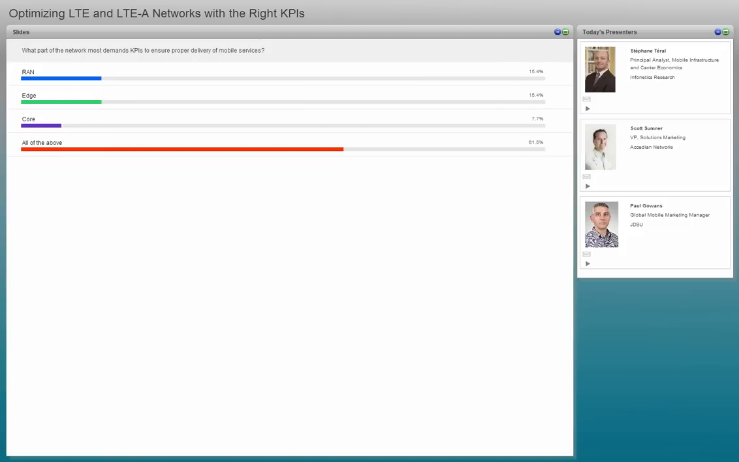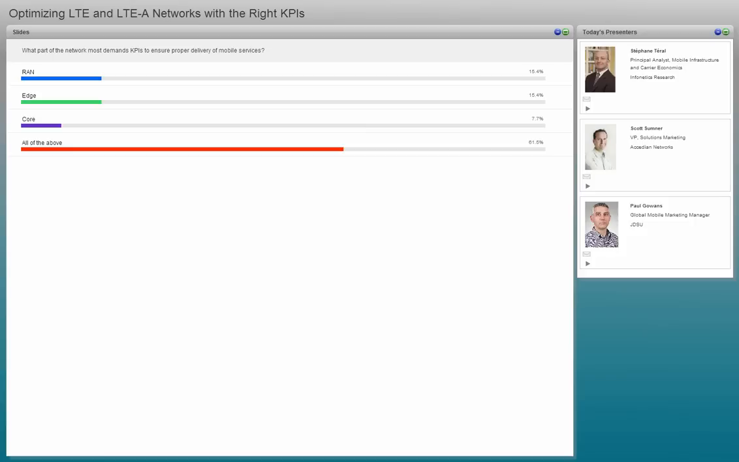Well, as you can see, 61.5% of the respondents say, you know what, it's all of the above. We are no longer, and I'm saying no longer because I remember 15 years ago exactly when we started this in 2000 with 3G, everything was still in the RAN. We were still trying to optimize the RAN, and it took a long time actually. Until 2007, we were still trying to adjust the azimuth and looking at KPIs and everything.